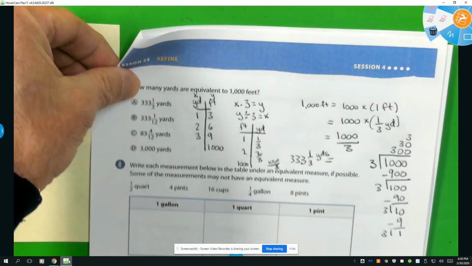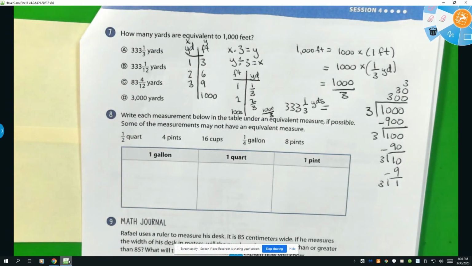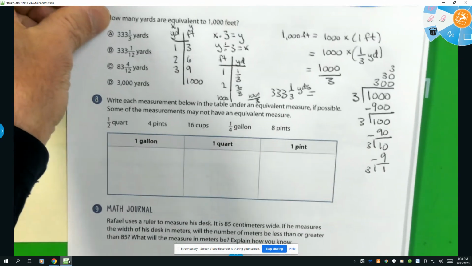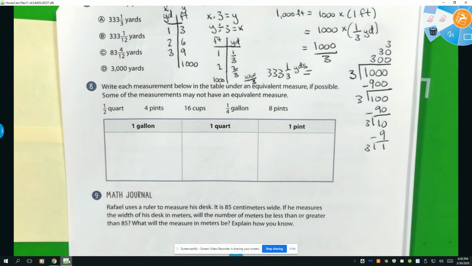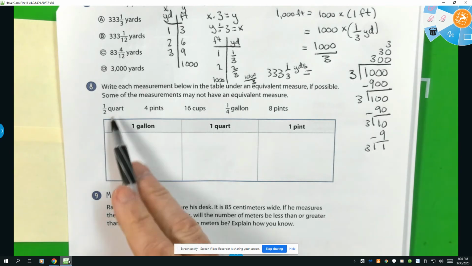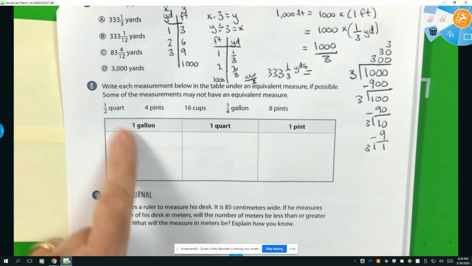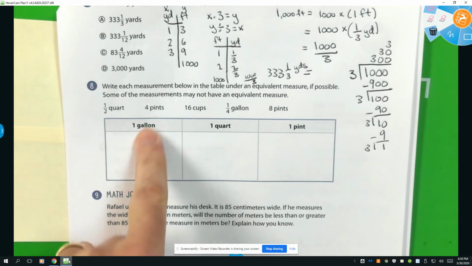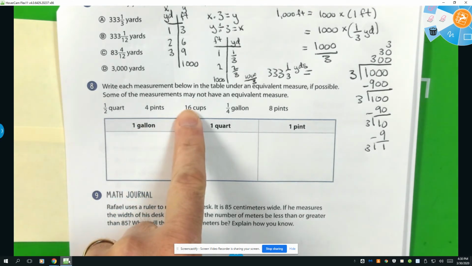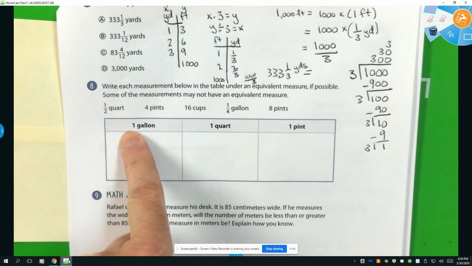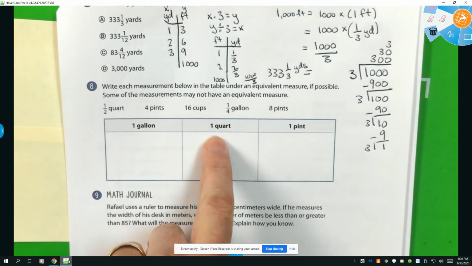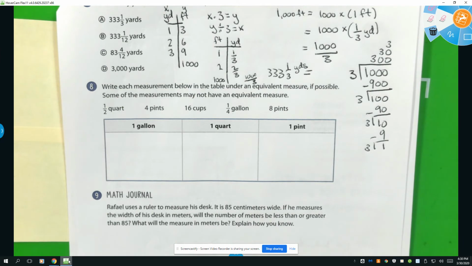All right. How we doing? Hopefully good. We're almost done. Write each measurement below in the table under an equivalent measure if possible. Okay, so I want you to take each of these and pair them with where they're supposed to go. So think about what 1 gallon is. Is 1 gallon a half a quart? Well, no. Is a gallon 4 pints? Well, you be the judge. Is a gallon 16 cups? Give you a hint, it sure might be. Is a gallon a quarter gallon? Well, no. Is a gallon 8 pints? Well, could be. All right, 30 seconds. I'm going to put these in, see how you do.